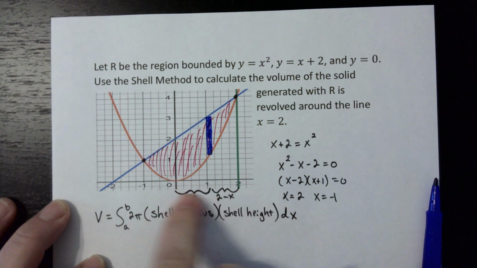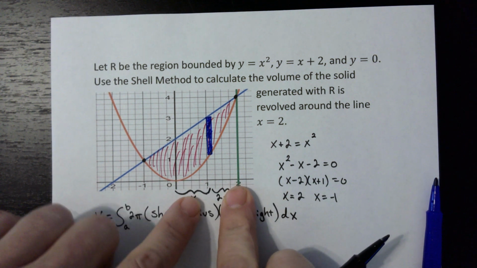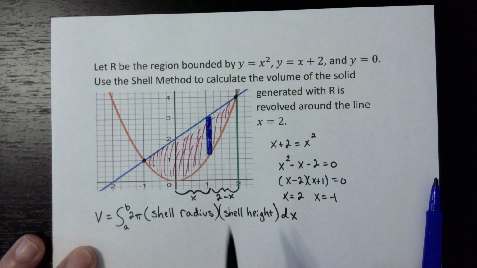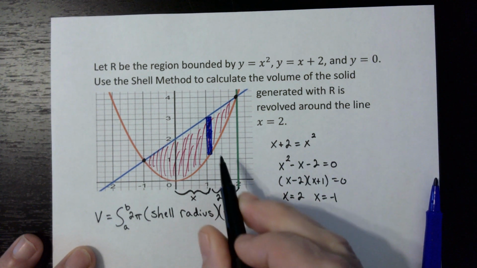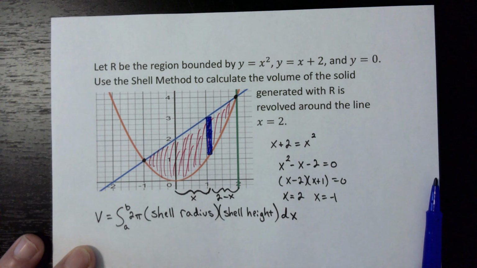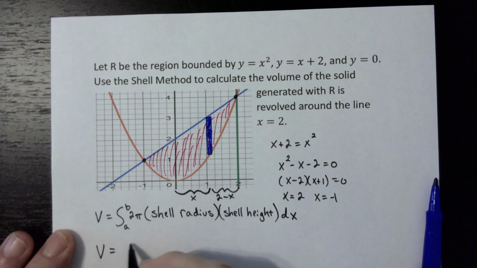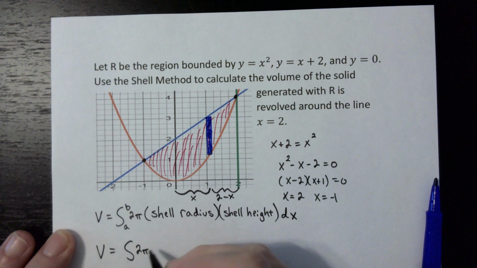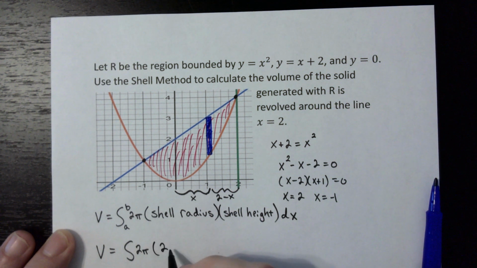If you add these two things together, you will get 2, the distance between here and here, because the x's would cancel. So this distance between the rectangle that I drew and this axis is going to be our shell radius. Let's go ahead and write that down. I'll put in the limits in a second. The shell radius is going to be 2 minus x, the distance between here and here.